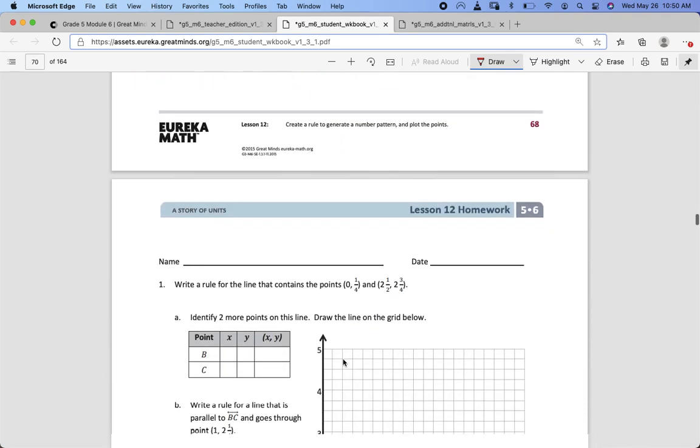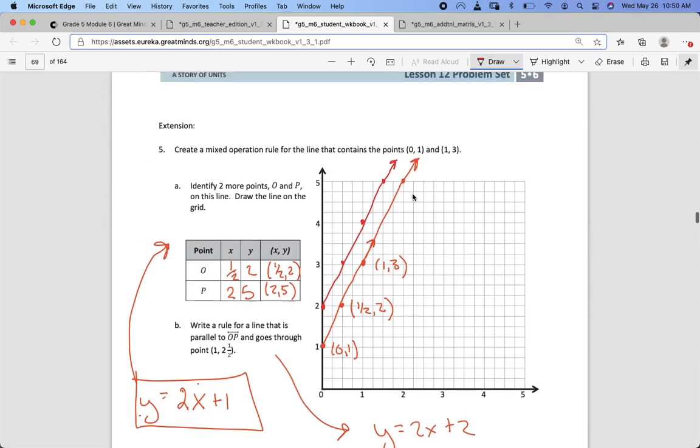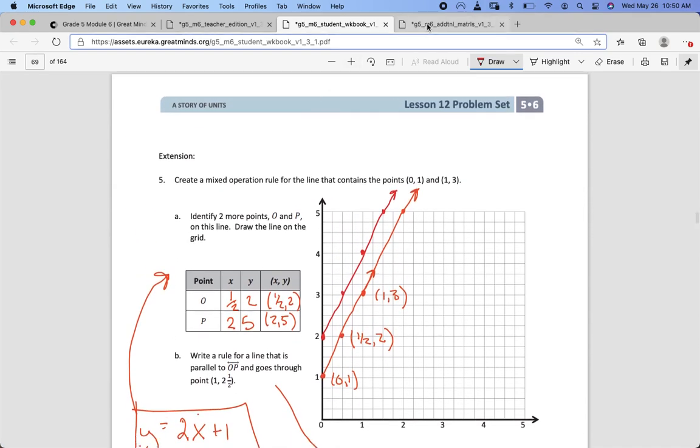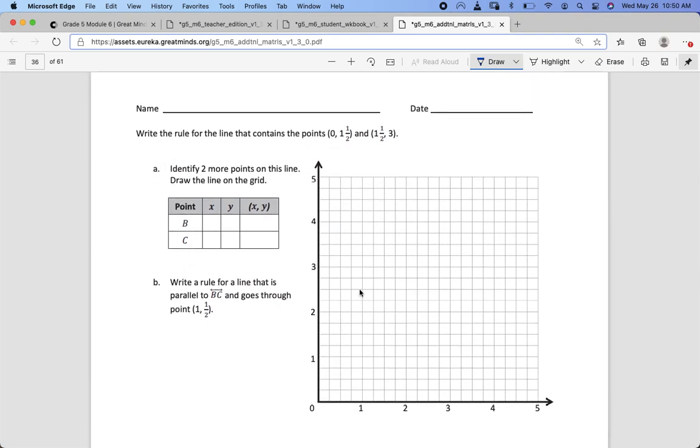Excellent. Tricky business, this, creating rules. I hope that you're understanding it. I think this is a bit of a 6th grade skill, but I think you can do it. Let's see what the exit ticket looks like. Write the rule for the line that contains the points 0 and 1.5. So that's here. And then 1.5 and 3, which would be here. So you have to make a rule that fits that. Okay, so you can look for some other points and then figure out how to make that. Y equals what? Okay, good luck. This is hard. Use your brain.